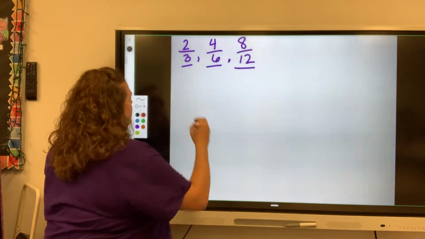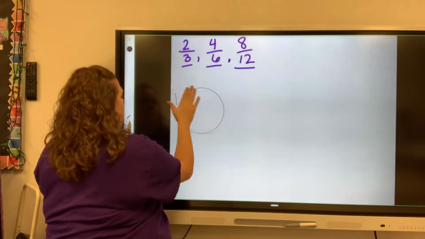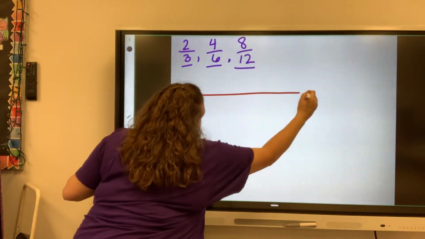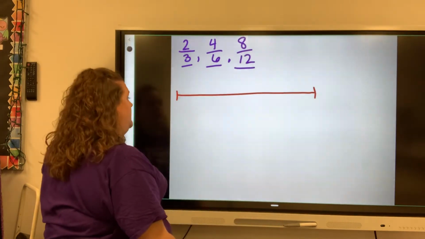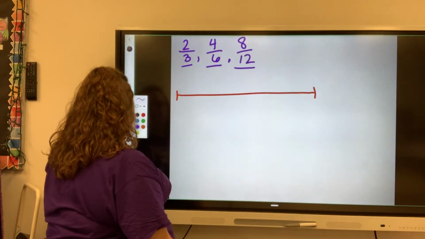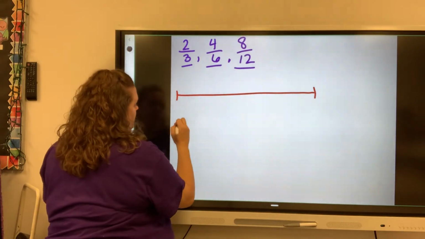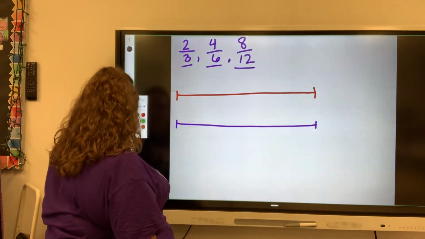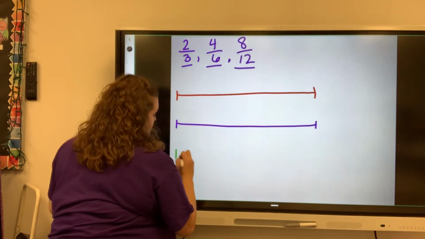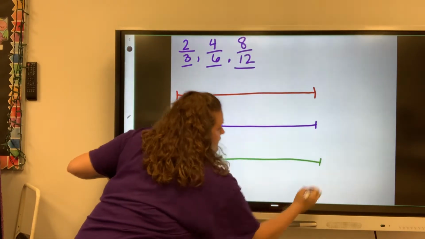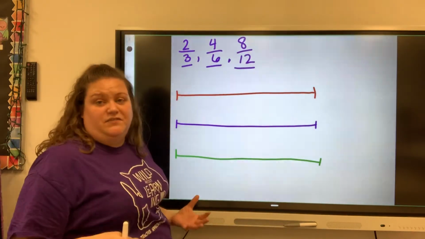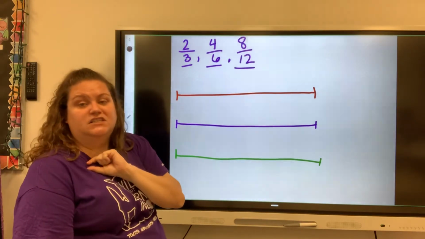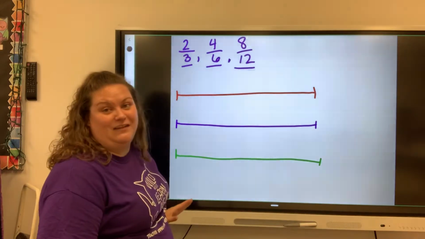So we started out last time with our red one as our first one. I'm going to make that a little thicker so you can see it. That one's going to be for our thirds. My next one, I'm going to draw first so that I have it all ready to go. That one's going to be for our sixths. I'm going to come down here and do a green one for our 12ths. That's going to take a little while to divide up, and that's okay. So I have 3 number lines because we're comparing 3 different fractions. And as you know, the bigger the denominator, the smaller the pieces. So it gets a little more complicated on the last one with the 12ths.